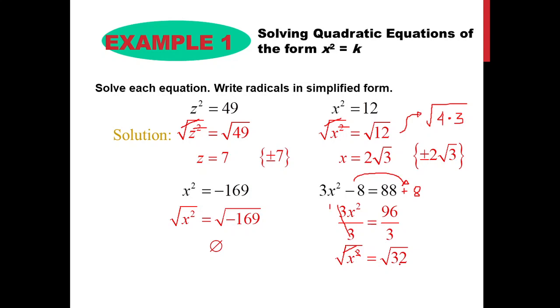Now since 32 is not a perfect square, we need to find a way to factor 32 wherein one of the factors is a perfect square, leaving us with the factors of 32 would be 16 times 2, wherein 16 is a perfect square, the square root of 16 is 4, and 2 is a prime number, it will go back to the radical sign, giving us our final answer as x is equal to plus and minus 4 square root of 2.